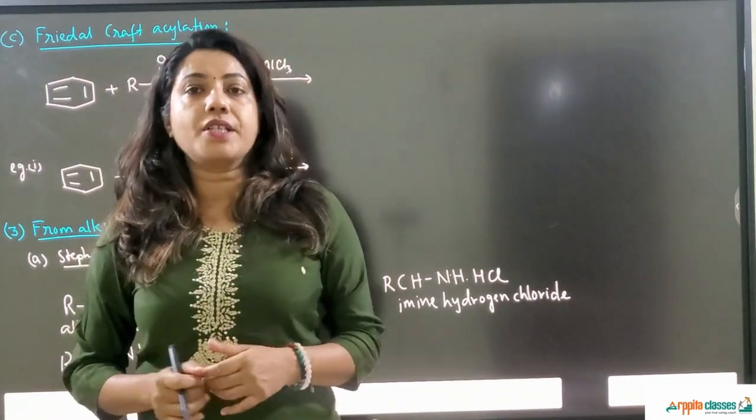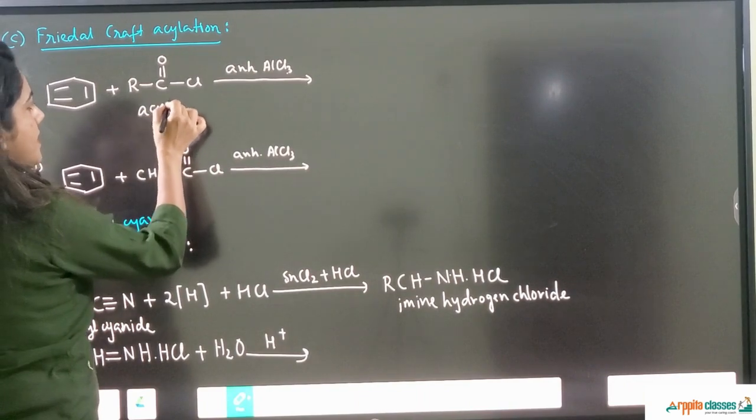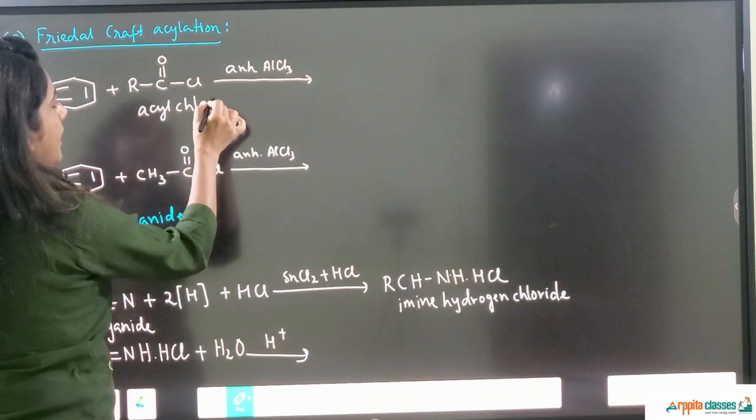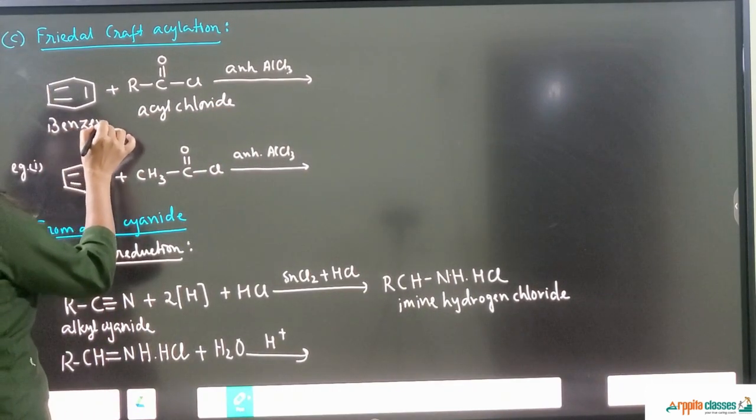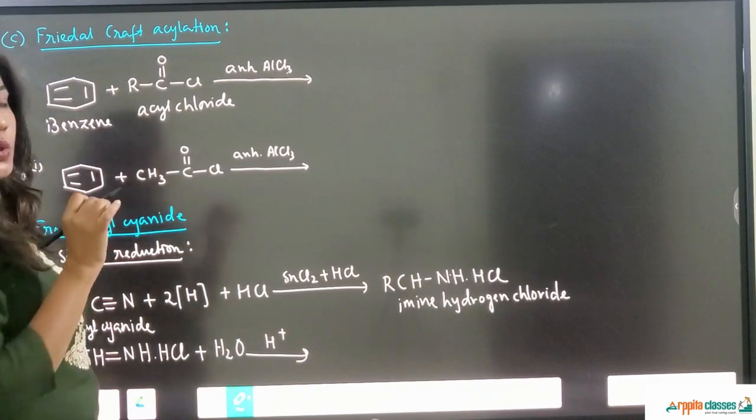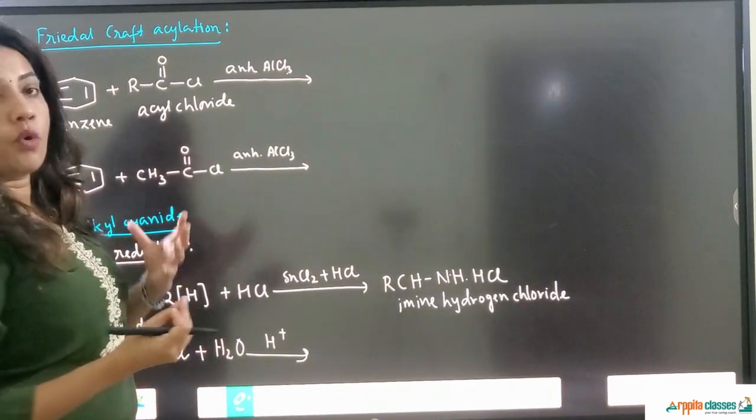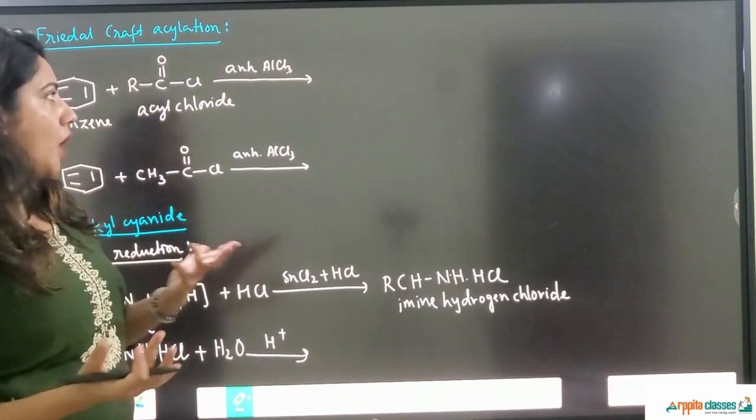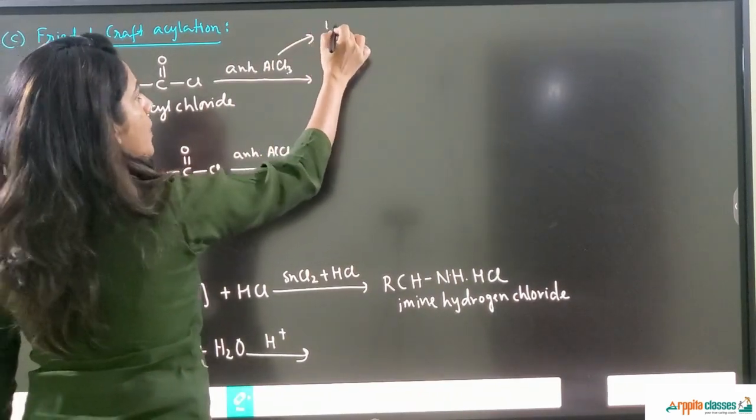Now the next reaction is the Friedel-Crafts acylation reaction. This is again my acyl chloride, and this is benzene. You know that benzene is a very highly electron-rich substrate, so it will go for an electrophilic substitution reaction. How will it go for electrophilic substitution? AlCl3 is a Lewis acid.